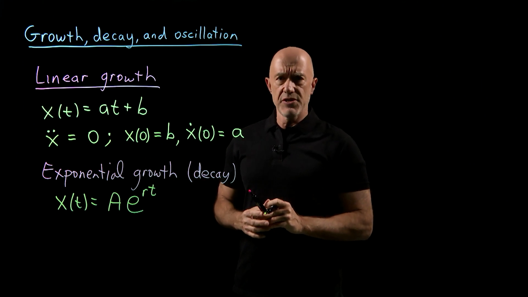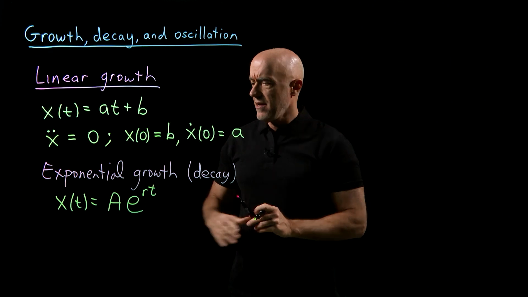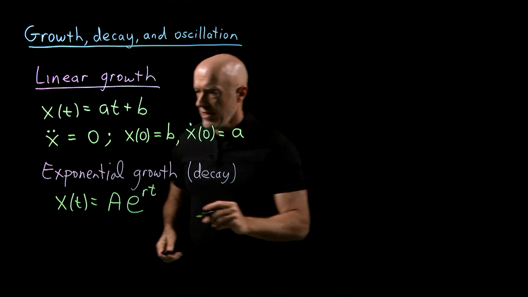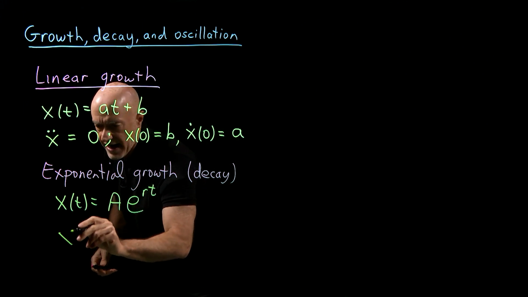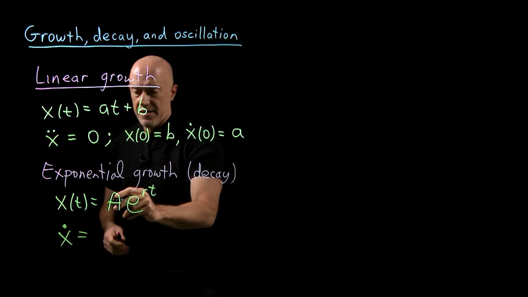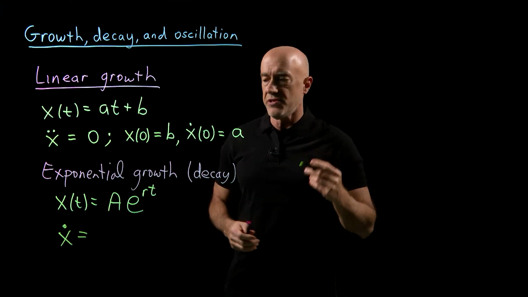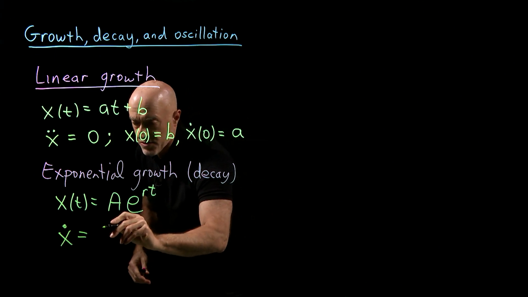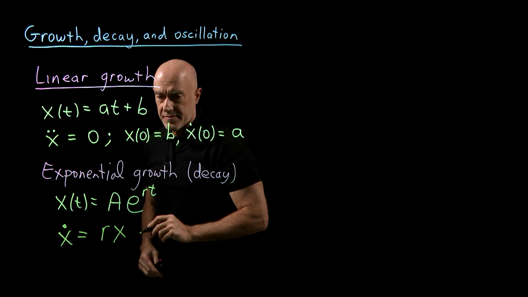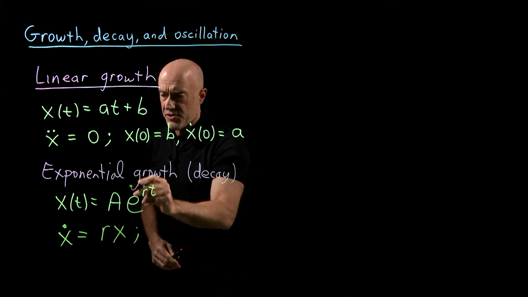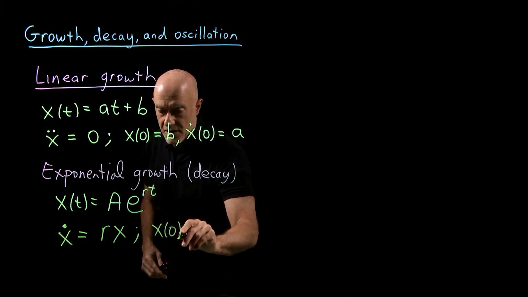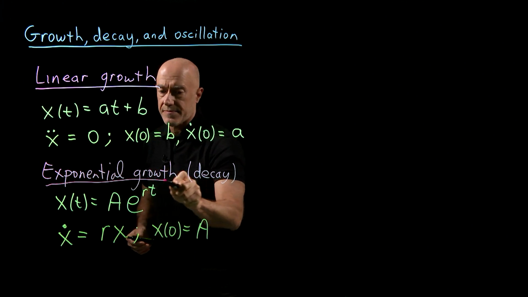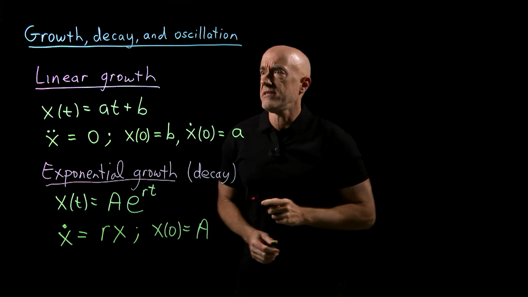What differential equation does this solution satisfy? Well, we know that the derivative of the exponential function is just the exponential function. So if we take the derivative here, x dot, we would get back A e to the rt, and using the chain rule, we would drop down a constant r, so that would be equal to rx. And then to get the A in the initial condition, we would have x of 0 equal to A. So that's exponential growth, or decay if r is negative.